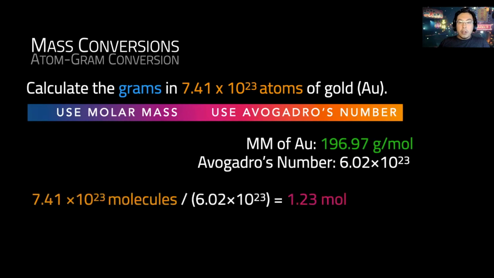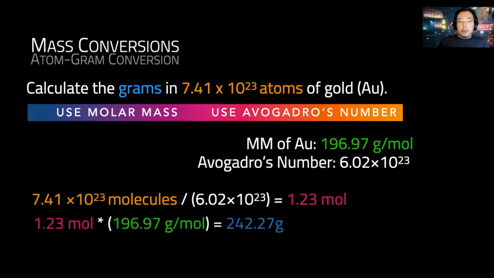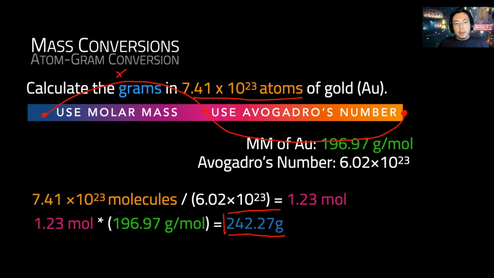So we'll start our journey now on the opposite side of the bridge. So let's start on molecules. So these molecules are the ones that they're giving us, right? So in order to get to moles, we need to divide, right? Going under, so we divide by the Avogadro's number. And then we need to go over the top all the way to grams. Over is multiply, right? So at the end, we will have this answer, 242.27 grams of gold, right? That will be your final answer.